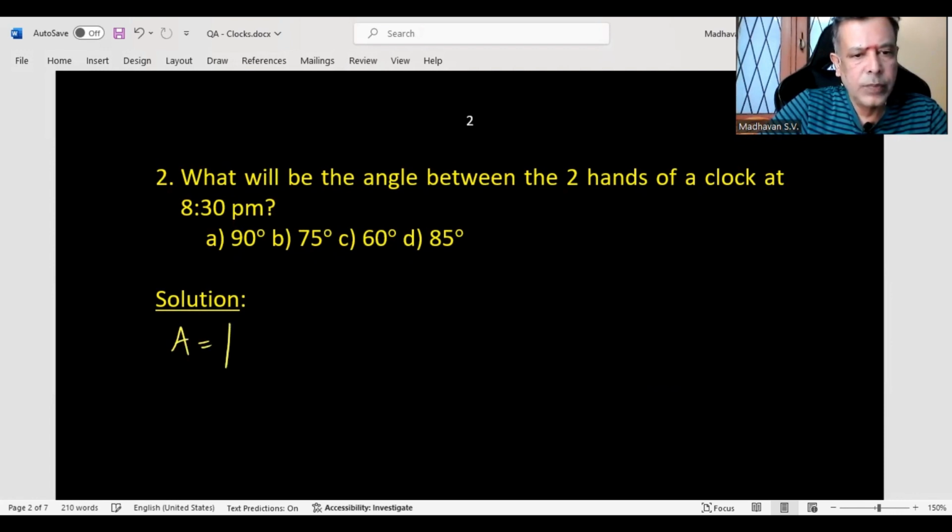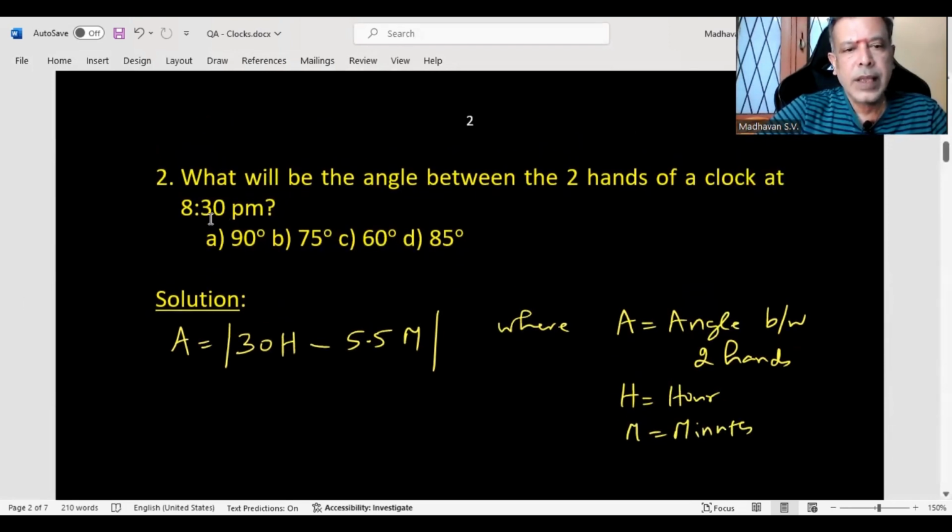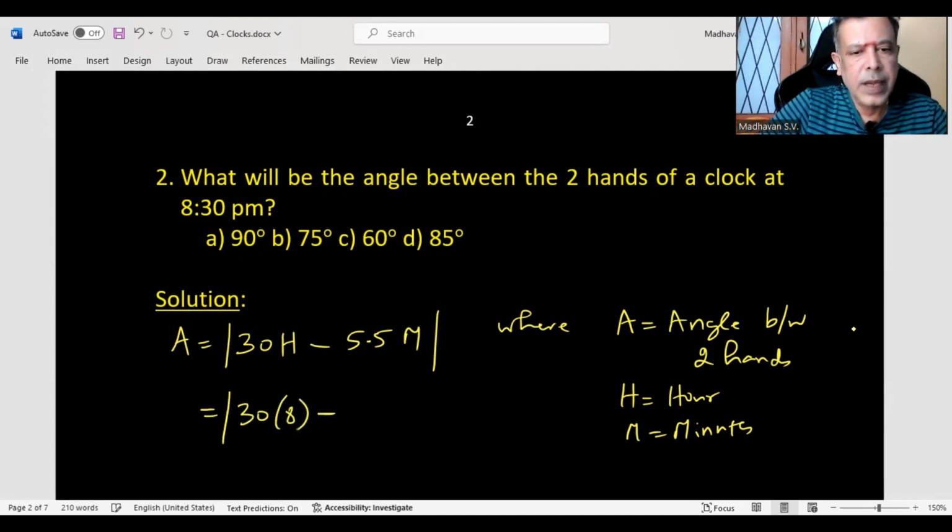A is equal to 30 times H minus 5.5 times M, where A is the angle between two hands, H denotes hour, and M denotes minutes. So here they say 8:30, which means hour is 8. So this is 30 times 8 minus 5.5 times 30.